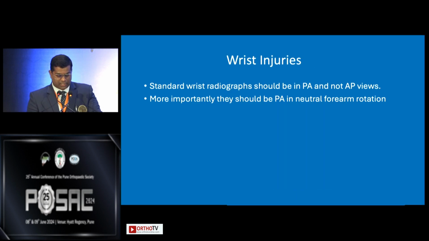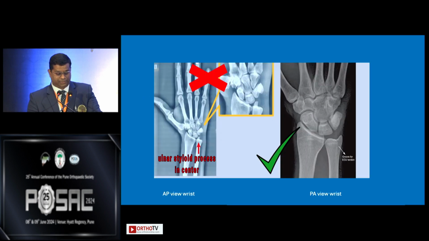For wrist injury, the standard radiograph should be PA, not AP. Always we order AP views. Frankly speaking, it's not an AP, it should be a PA view. More importantly, it should be PA in neutral forearm rotation, so the ulnar process is in the center. Then the PA view of the wrist. First is AP, second is PA.